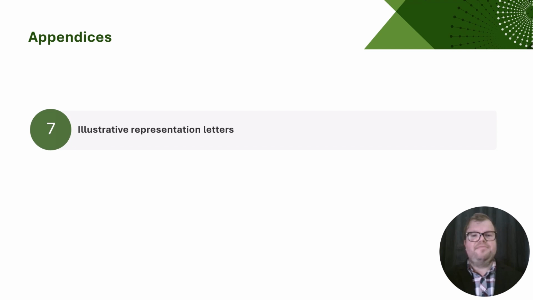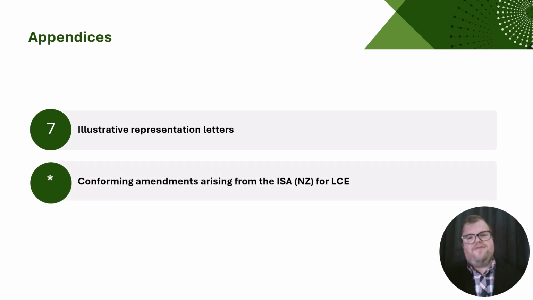And finally, at Appendix 7, we've got some illustrative representation letters. And just like engagement letters, there's two illustrations here, one for an audit of general purpose financial statements, and another when the auditor uses Part 11 to audit service performance information alongside the audit of financial statements. Then finally at the end of the standard are some conforming amendments arising from the ISA for LCE that impact other assurance standards.